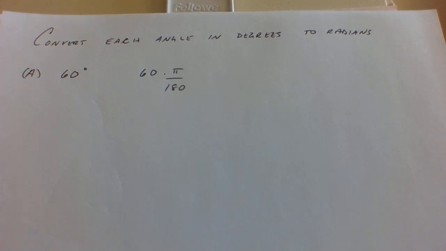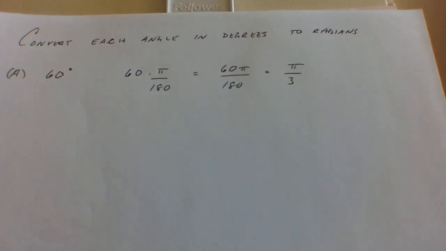Let's go ahead and take a look at a couple examples where we're converting between degrees and radians. Let's look at this first one. We have 60 degrees, and we want to convert this to a measure in radians. In order to make this conversion, I want to multiply it by pi over 180, because 1 degree was equivalent to pi over 180 radians. So let's multiply straight across. That's going to give us 60 pi on top and 180 on the bottom.